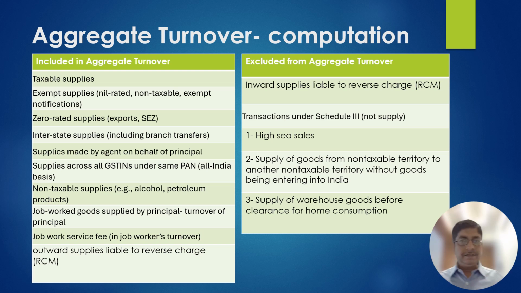Then supply of goods from a non-taxable territory to another non-taxable territory without goods entering into India. Let's take an example. There is A in India.